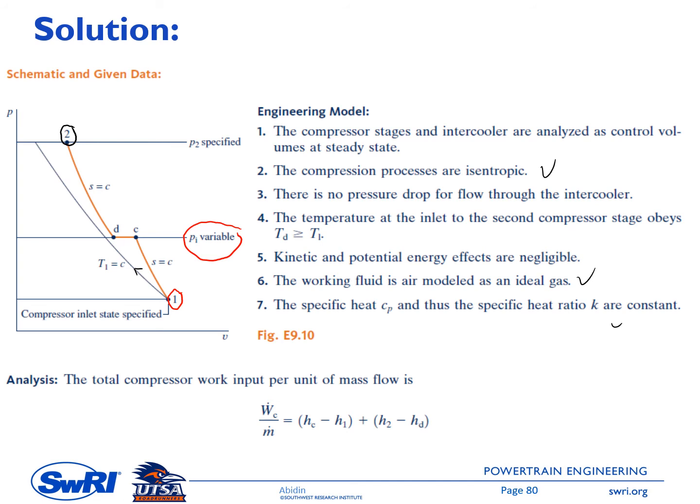And then the first equation shown here is the total compressor work input per unit of mass flow. So this is the sum of the first compressor work and the second compressor work. The first compressor work here is Hc minus H1, and then the second compressor work is H2 minus Hd.